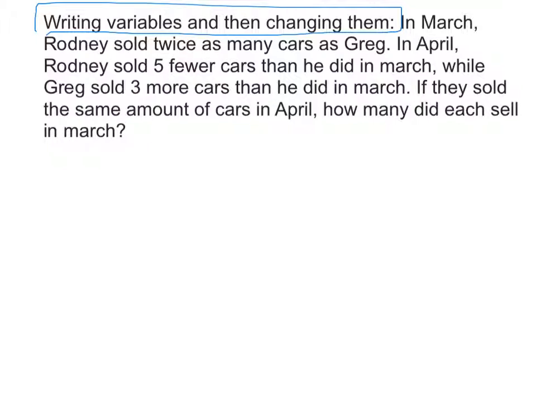In March, Rodney sold twice as many cars as Greg. In April, Rodney sold 5 fewer cars than he did in March, while Greg sold 3 more cars than he did in March. If they sold the same amount of cars in April, how many did each sell in March? So I know that the question's asking me how many they sold in March, but I see that they are giving me information about my equation based in April. So I got to do some work here.